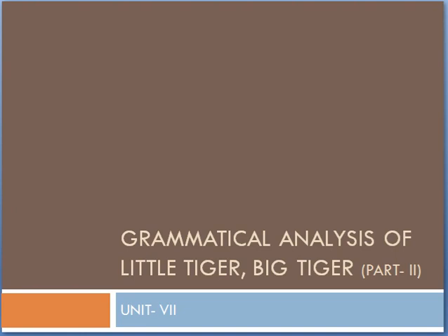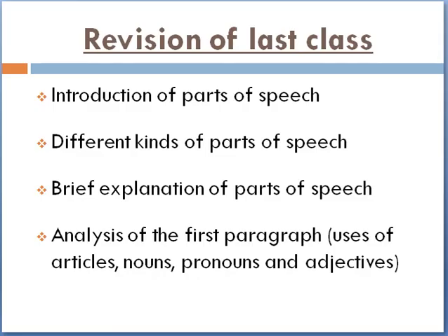So last week we started the grammatical analysis of Unit 7 of your English textbook Marigold, which is Little Tiger, Big Tiger. We finished the first paragraph in part 1, and today we are going to continue that in part 2. But before we start the new paragraph, let us quickly remember what we learned in the last class.